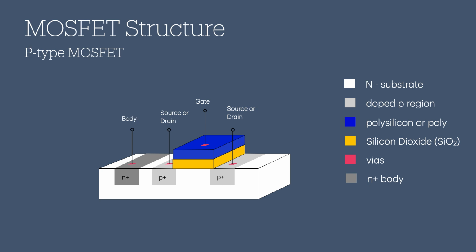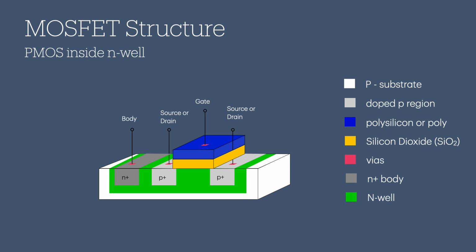Now, turning to PMOS, the process involves reversing the doping type. So the doped region now becomes P-doped. Additionally, the substrate is altered to an N-type substrate. In practice, the PMOS device is situated on the local substrate, also referred to as the N-well, which is highlighted in green on the slide.